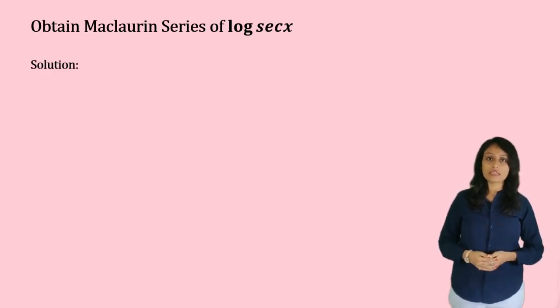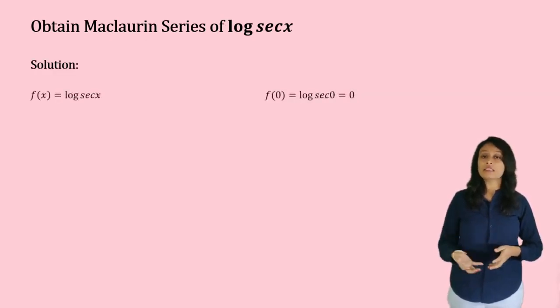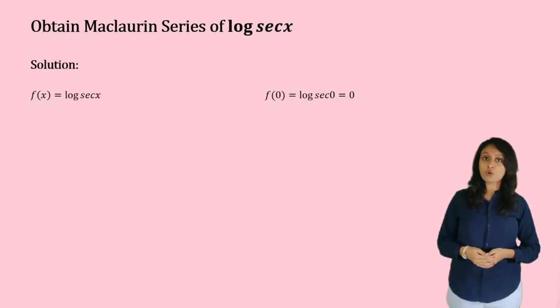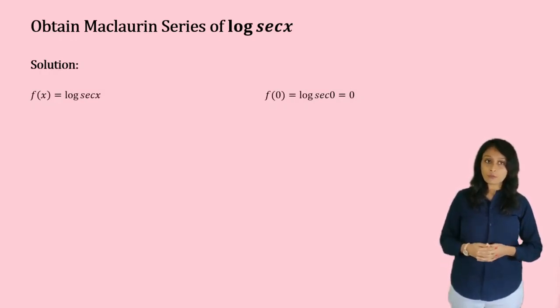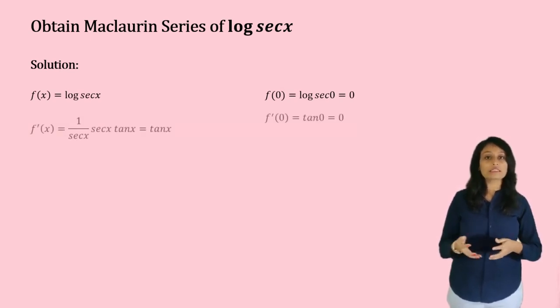Okay, so your function f(x) is what? Log sec x, and the Maclaurin series is asked. So we have to find the value at 0. So firstly f(0), that is log sec 0. So the answer is 0. Next is the derivative.